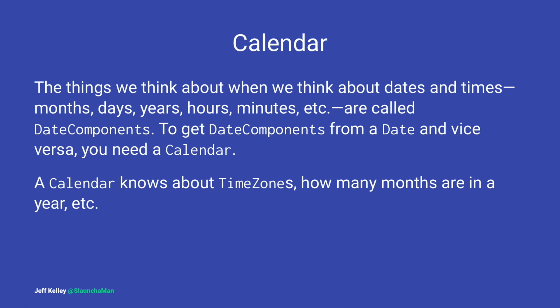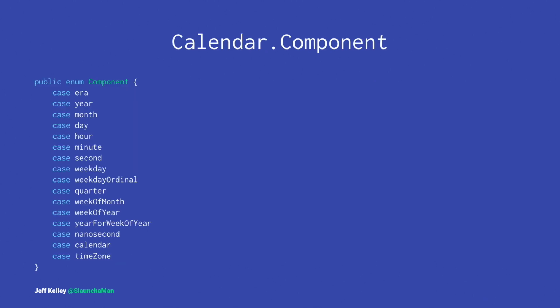Calendars know about time zones. If I tell you how many seconds it's been since January 1st, 2001, and I ask you what day of the week it is, you can't answer unless you know where I am, what calendar I'm using, that kind of thing. So this is all the components that you can split a date into using a calendar. Really useful stuff in there, all the way down to nanosecond.